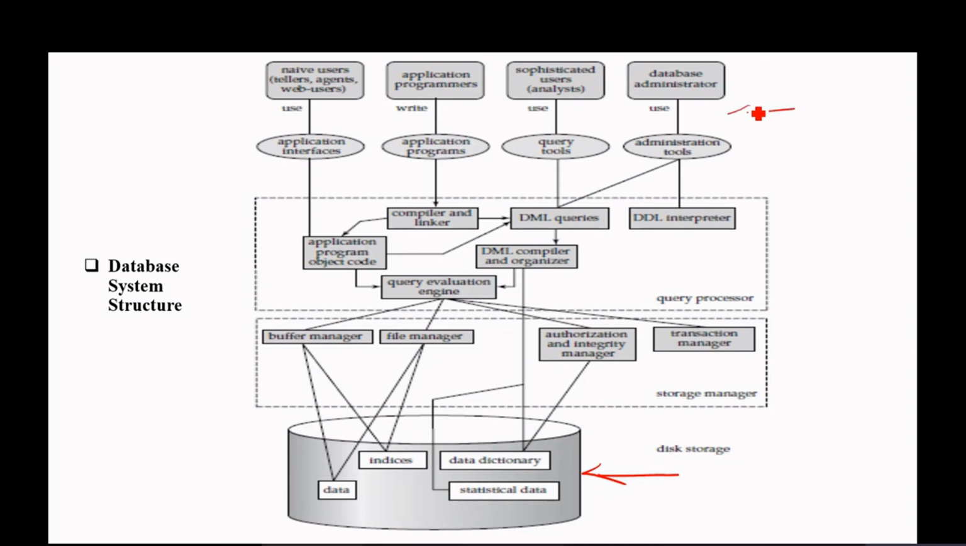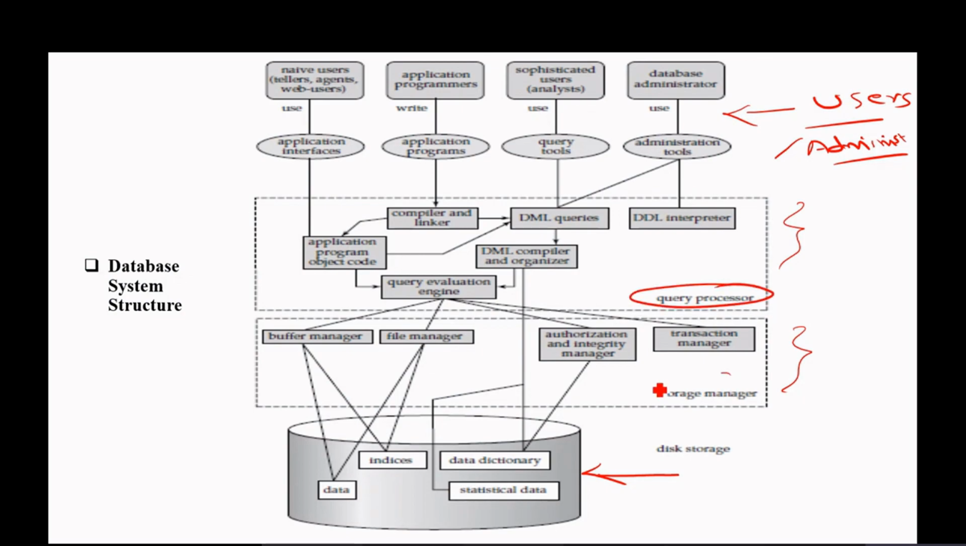And here are your users, which includes your users and your administrator. What are they doing here? They are storing data or designing the database. So how will they interact with this database? There are two intermediate layers in between, two modules or components of the database system structure. One is the query processor and the second one is the storage manager. We will go through the query processor and the storage manager in the next lecture.